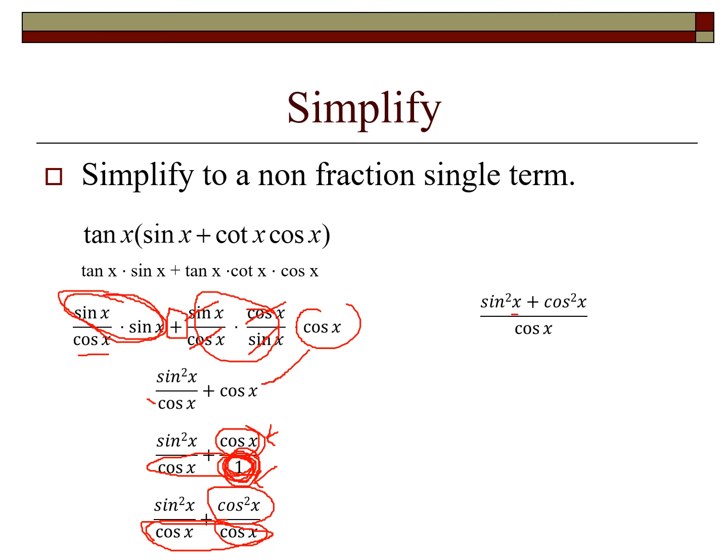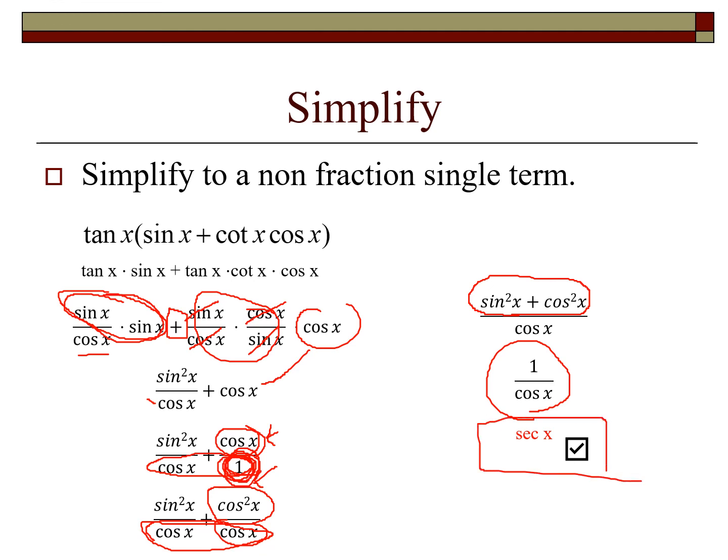And then you have to recognize something about this. It is a property. Sine squared x plus cosine squared x is 1. All right, and we're almost there. 1 over cosine, you should remember, is secant. There it is. All of that work just to get down to one word, secant x.